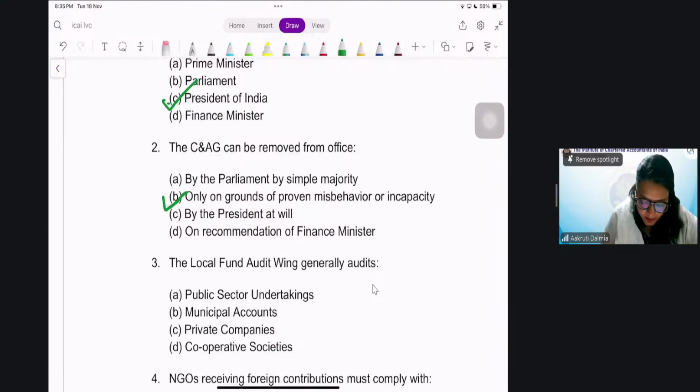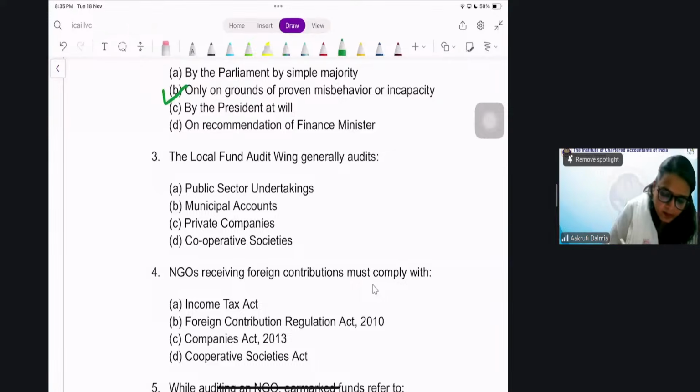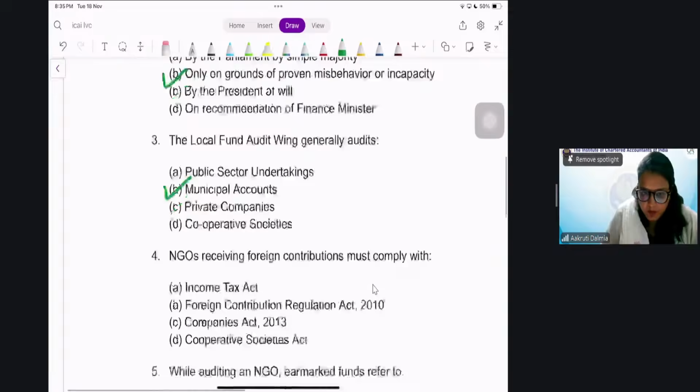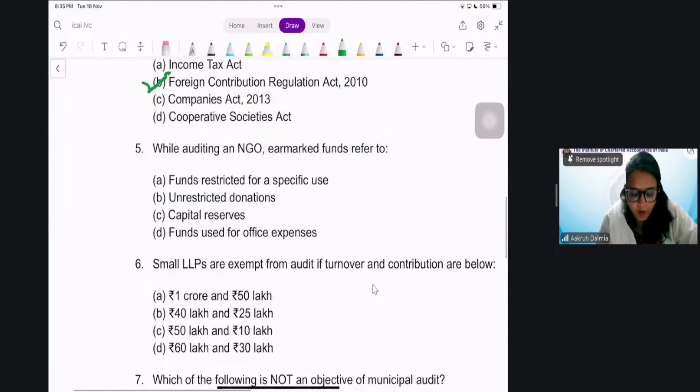Most of you have given the correct answer. Local fund audit wing generally audits what? Municipal accounts. Good. NGO receiving foreign contributions must comply with the Foreign Contribution Regulation Act. While auditing an NGO, earmarked funds refer to, correct, funds restricted for a specific use.